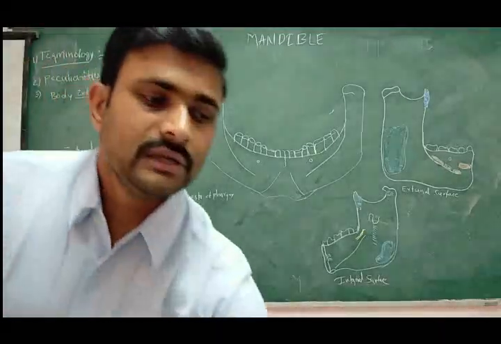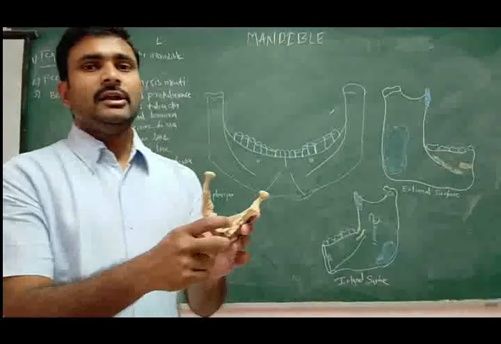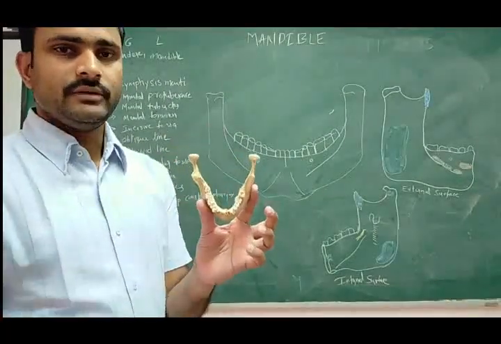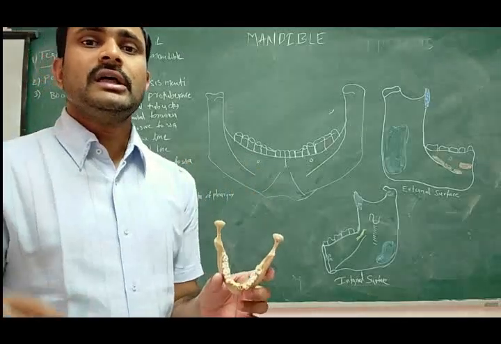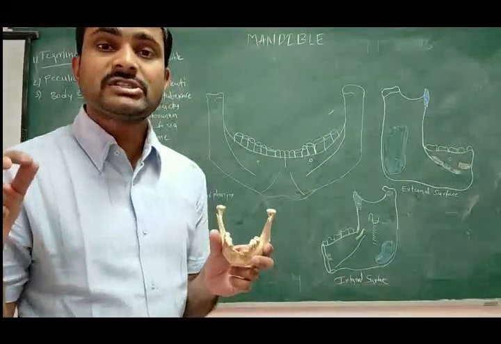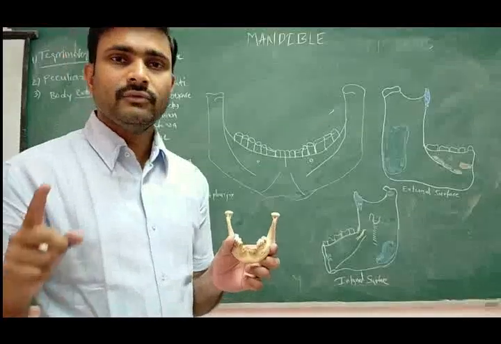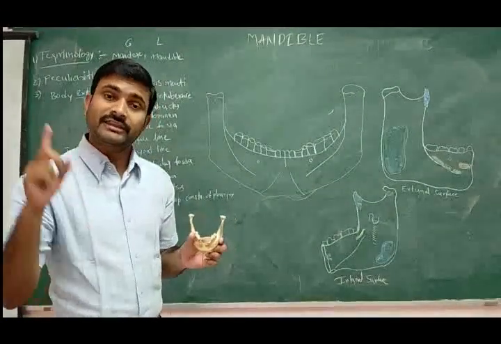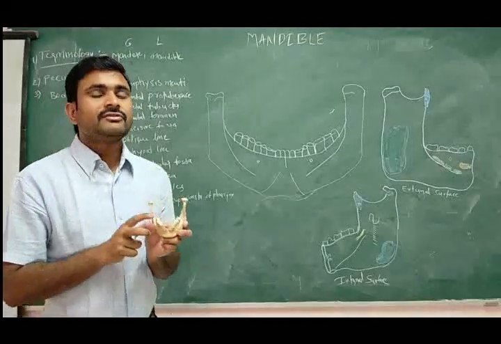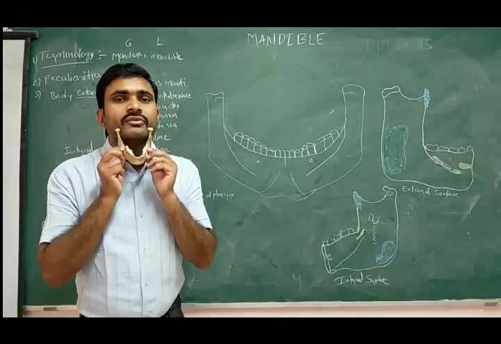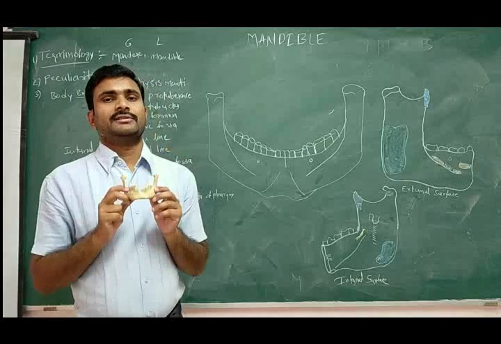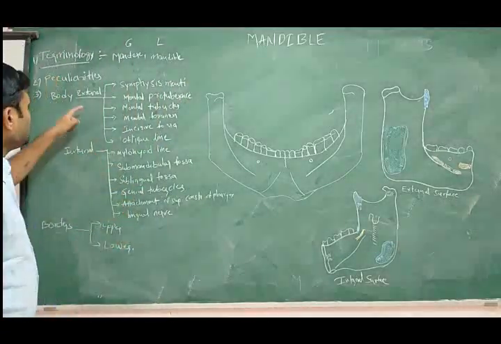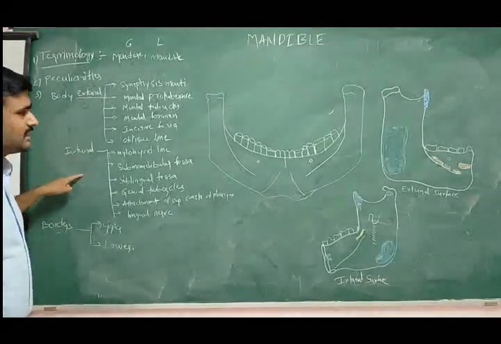The mandible is a U-shaped bone. Clear? And the mandible is the longest and the strongest bone in the face, and it forms the lower facial skeleton. So next, the body. The body has two surfaces, the external surface and the internal surface.